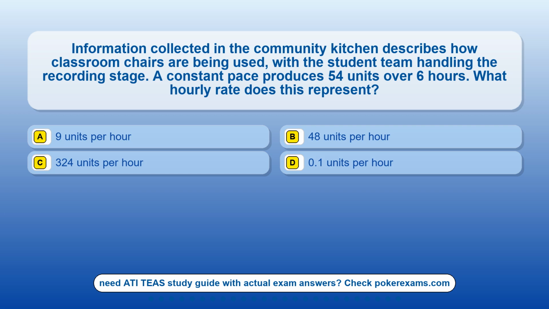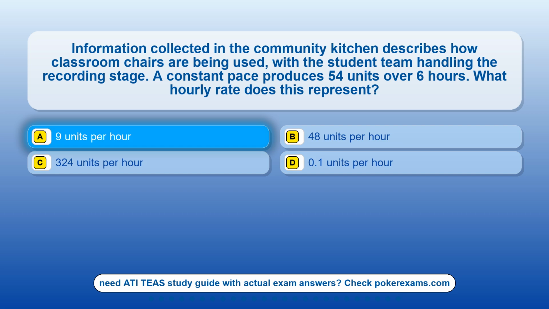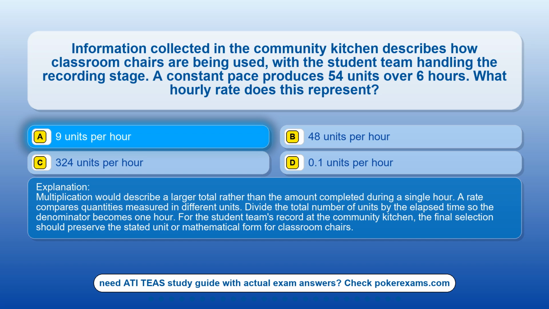Option A 9 units per hour. Option B 48 units per hour. Option C 324 units per hour. Option D is 0.1 units per hour. The correct answer is option A 9 units per hour. Multiplication would describe a larger total rather than the amount completed during a single hour. A rate compares quantities measured in different units. Divide the total number of units by the elapsed time so the denominator becomes 1 hour.